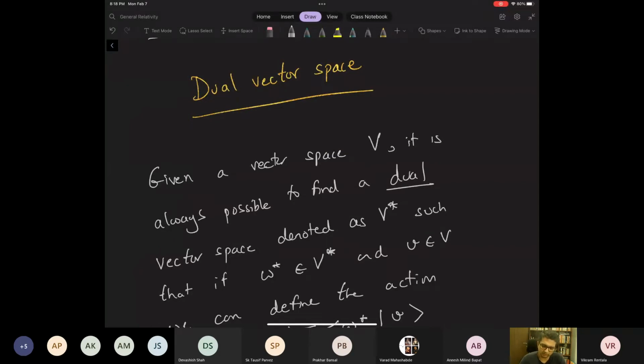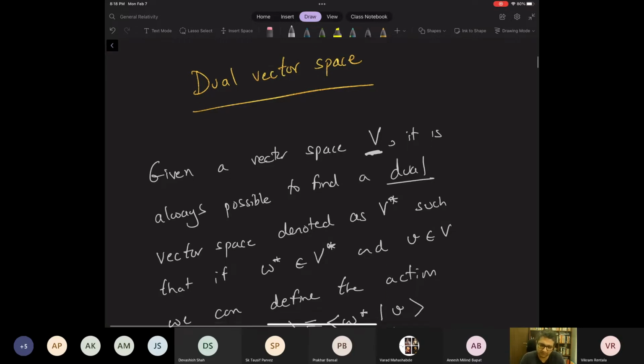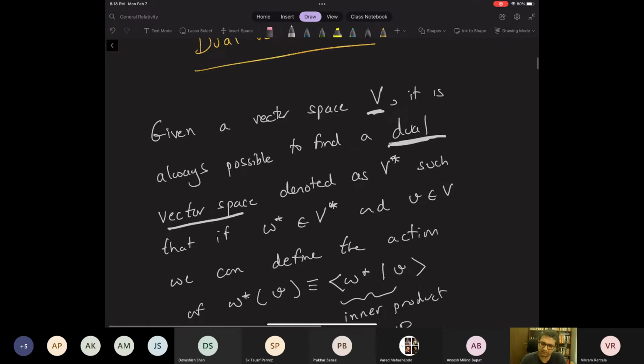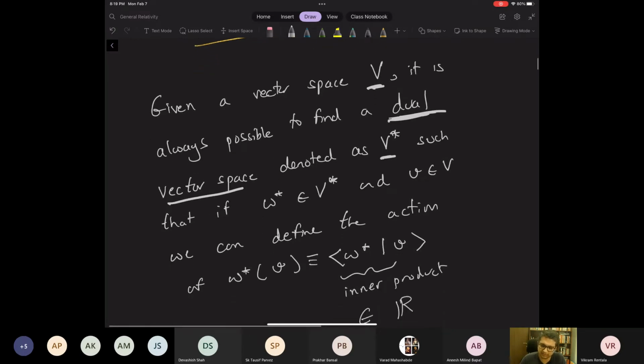Now we'll come to the notion of a dual vector space. Given any vector space V, it doesn't have to be the vector space at particular points on the manifold. This is true for any general vector space V. It is always possible to find a dual vector space, and this dual vector space is denoted as V star. V in our case was the entire tangent space at that point on the manifold.